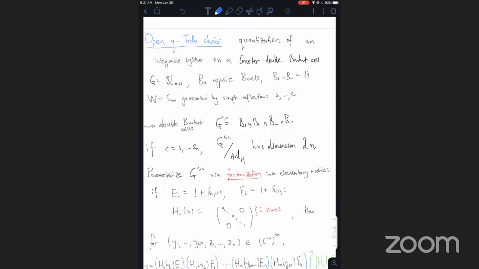So I'd like to think about this open q-difference Toda chain as the quantization of an integral system on a certain double Bruhat cell inside of the group SLn plus 1. Okay, so let me unpack what I mean by that. So let's fix a pair of opposite Borels inside of SLn plus 1, we'll call them B plus and B minus, and we'll let H be the corresponding Cartan torus. So then the Weyl group of SLn plus 1 is a symmetric group, and so it's generated by the simple reflections S1 up to Sn.